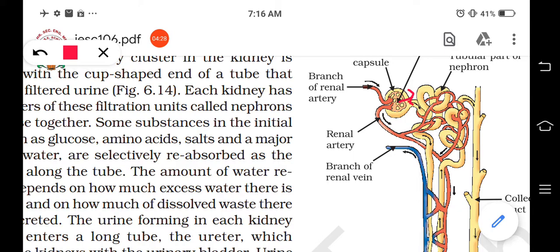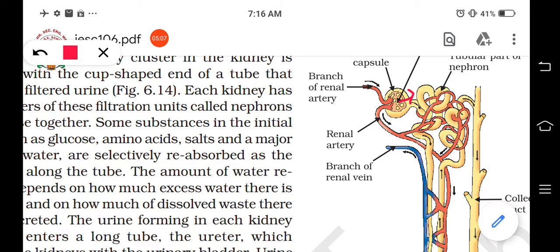Now you can see after that what happened? Bowman's capsule is connected to the tubular part of the nephron. So this is the tubular part, you can see here. Understood? Through this tubular part, this glomerular filtrate just passes, isn't it? And it will finally get collected in the collecting duct. So as it is passing through the tubular part, which is the tubular part? This is the tubular part, you can see here, as a hairpin. Then again it is showing some coiling. So this structure is the tubular part.